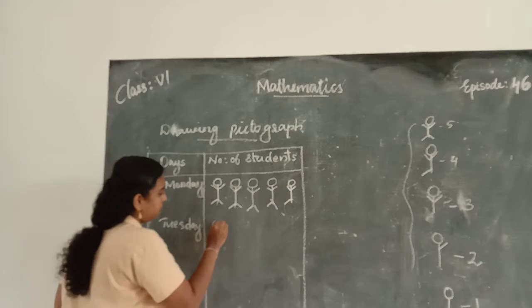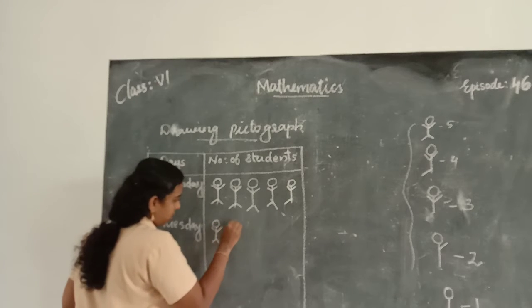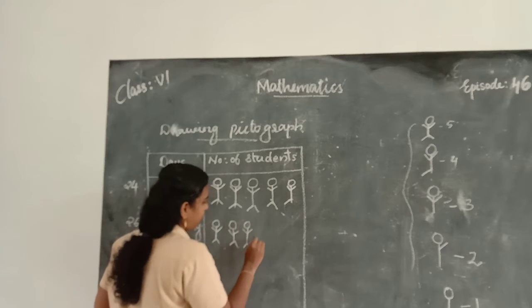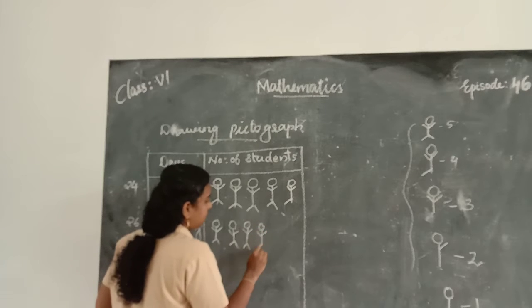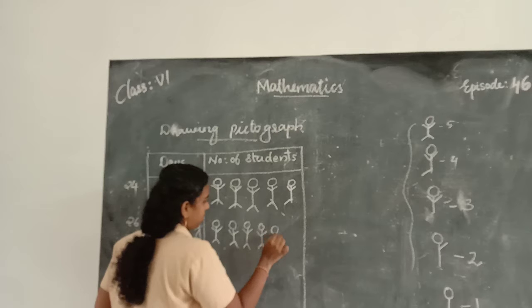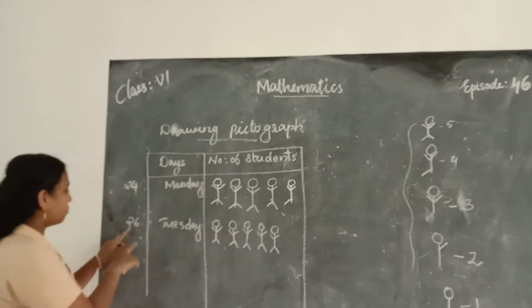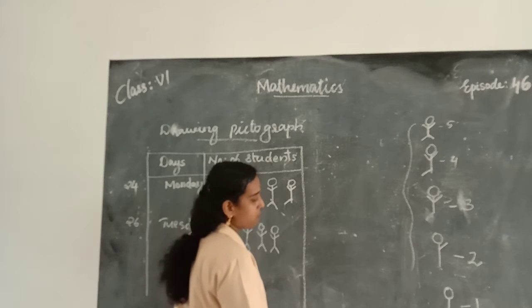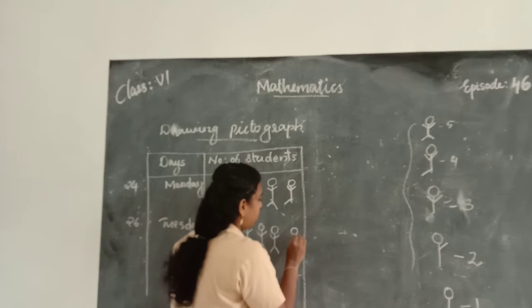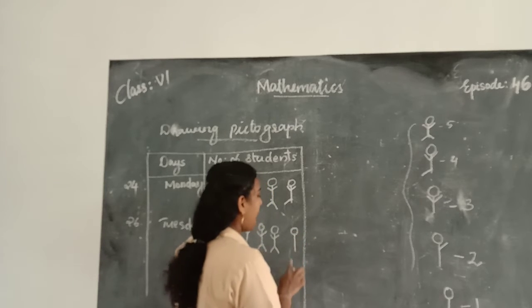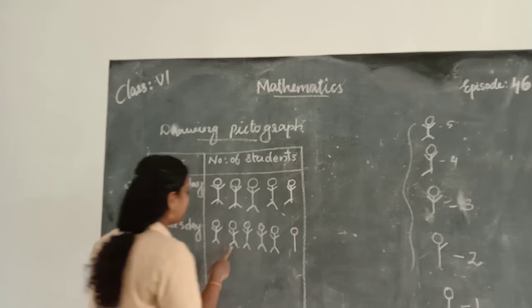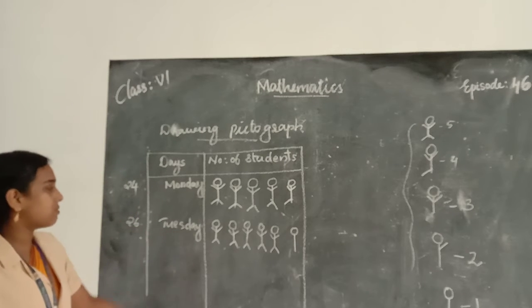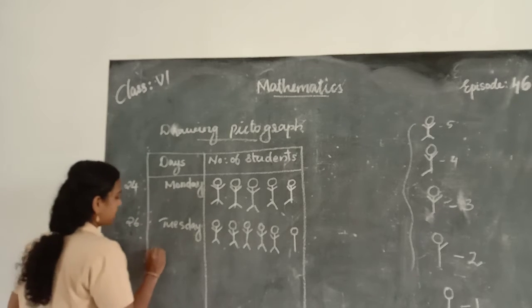So 5, 10, 15, 20, 25. We want to draw 26. 25 plus 1, 26. Which figure represents 1? This figure. If we remove the 2 legs and 2 hands, then it stands for 1. So 5, 10, 15, 20, 25 plus 1, 26. So there were 26 students present on Tuesday. Then Wednesday.